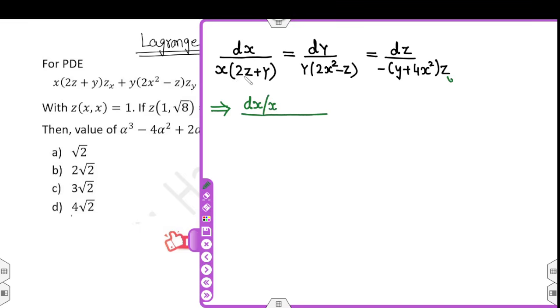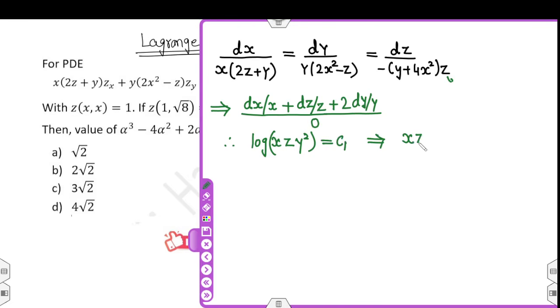Fine. So what will remain is 2z plus y, so it's a minus of y, so if I simply add dz over z, so y and y cancel, 2z, it will be the minus of z, so I can add 2 into dy over y. So clearly the required denominator will be 0. Therefore I can integrate that. It will be log xz and y square is my constant. Fine. So I can say xzy square is e to the power c1, another constant.